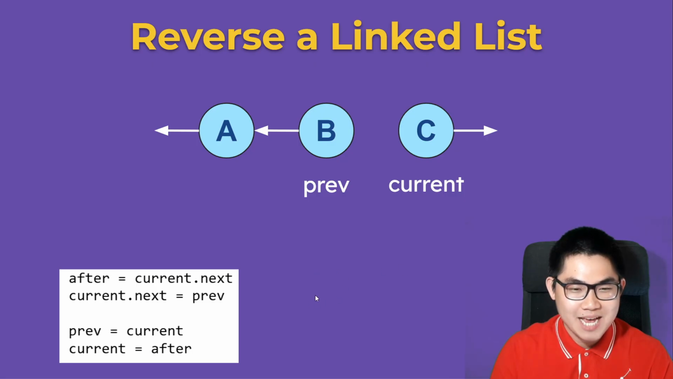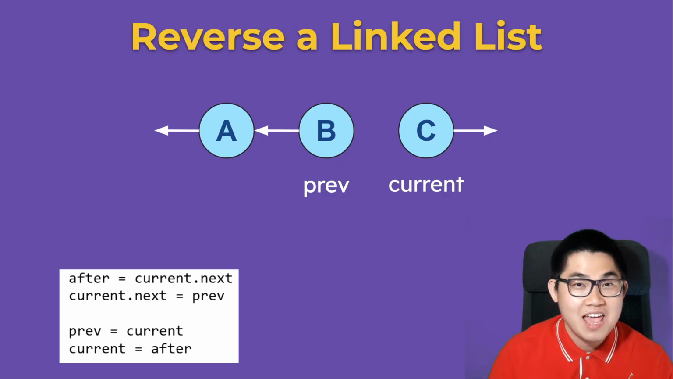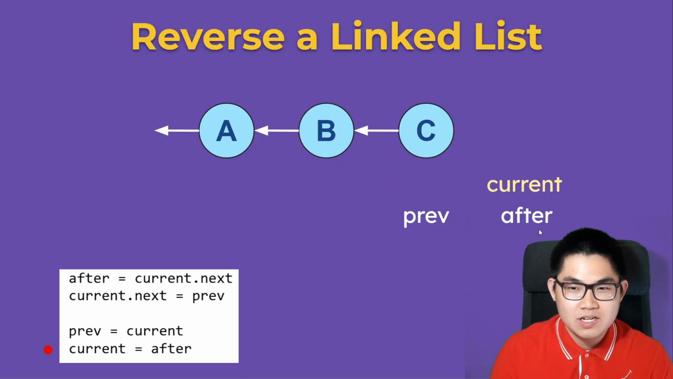The first 2 steps are for reversing the link, and the next 2 steps are just setting up for the next reversal. And we're almost done. So let's do these 4 steps again. The first one is to create the after, and then we reverse this link. So point it in the opposite direction. And now the third step is to move previous to current, or point it to the current. And finally, we point current to the after and ignore the after pointer.